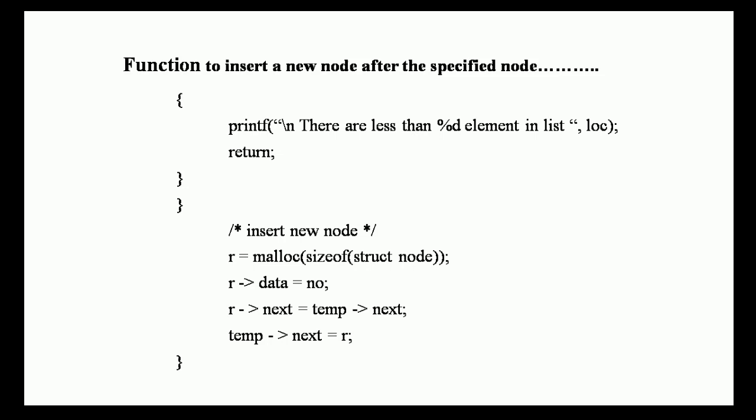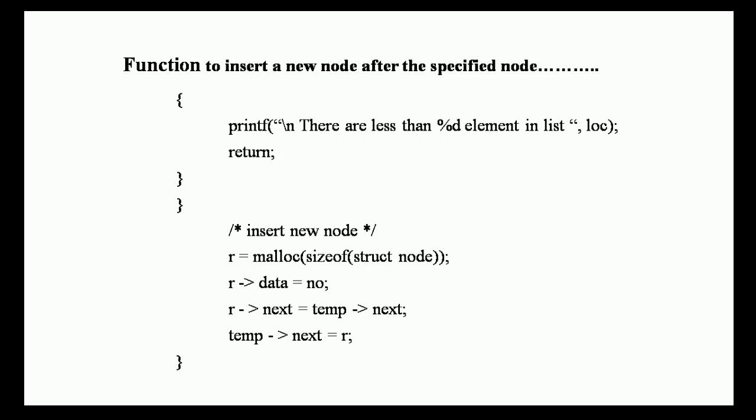This way the insertion of elements is done. Here you have the insertion elements. Then a function to insert a new node after the specified node: curly braces, printf statement started within double quotation, there are less than percentage d elements in the list, double quotation closed, comma, location, printf ended with a semicolon, return statement.